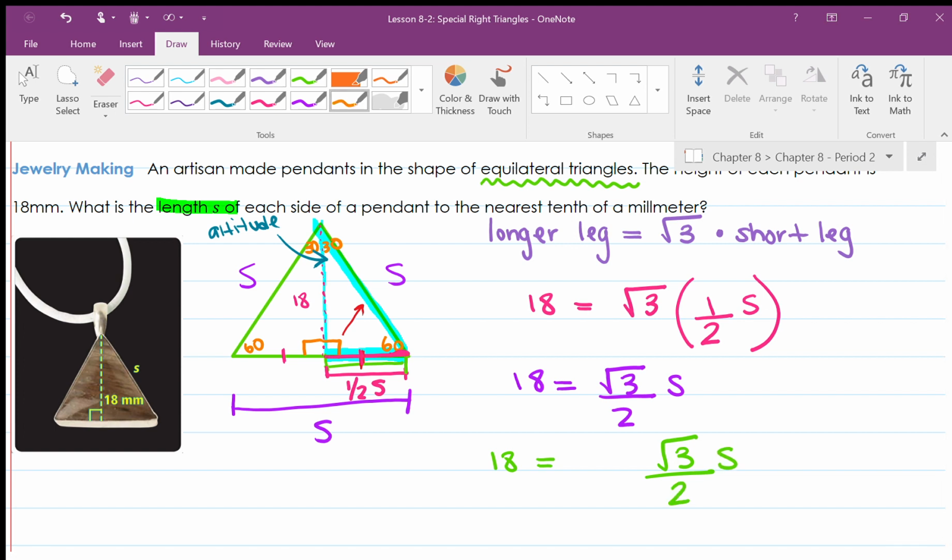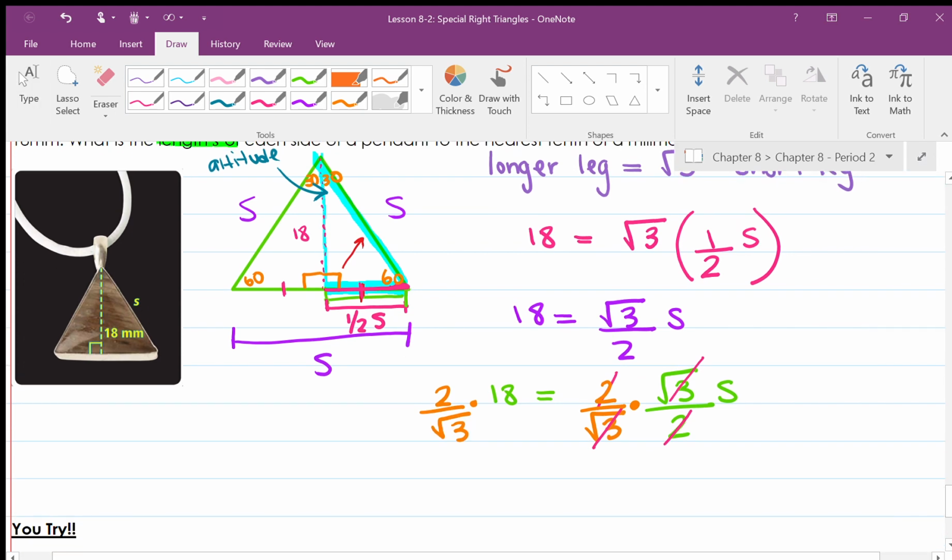And I moved it over for a reason because I'm trying to isolate S here. And in order to isolate S, you need to get rid of this radical 3 over 2. And in order to get rid of it, you need to multiply by the reciprocal of it in order to cancel it out. Because then this cancels, and you're just left with S on its own, which is what I'm looking for. But be careful, because if you're doing that to one side of the equation, you also have to do it to the other side of your equation.